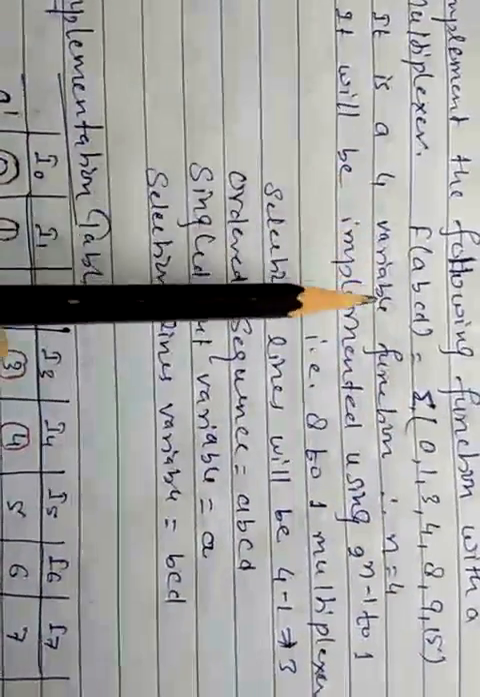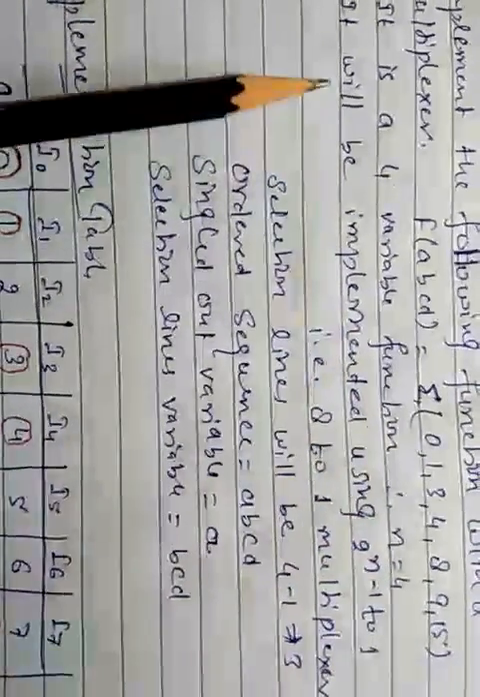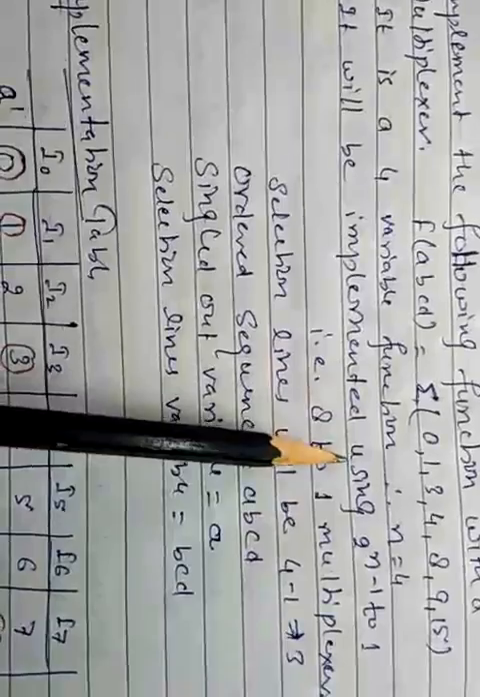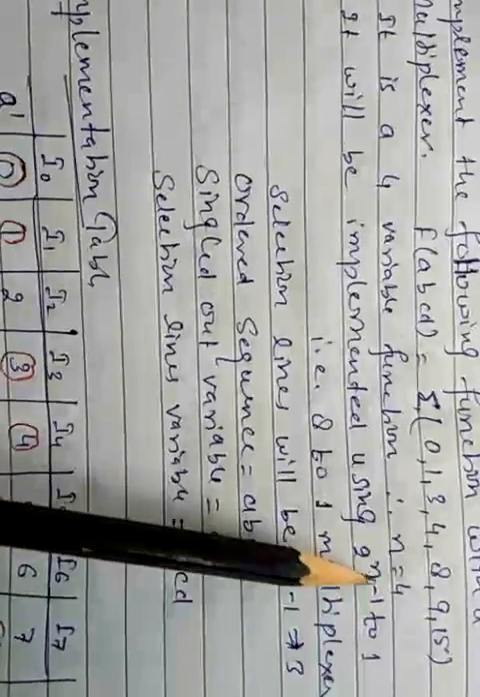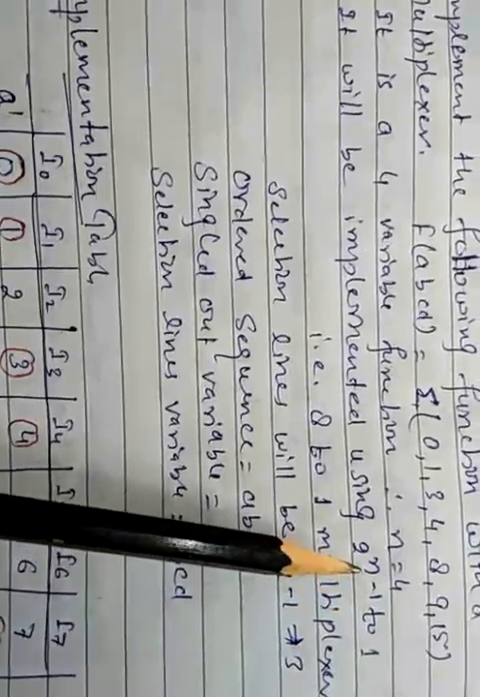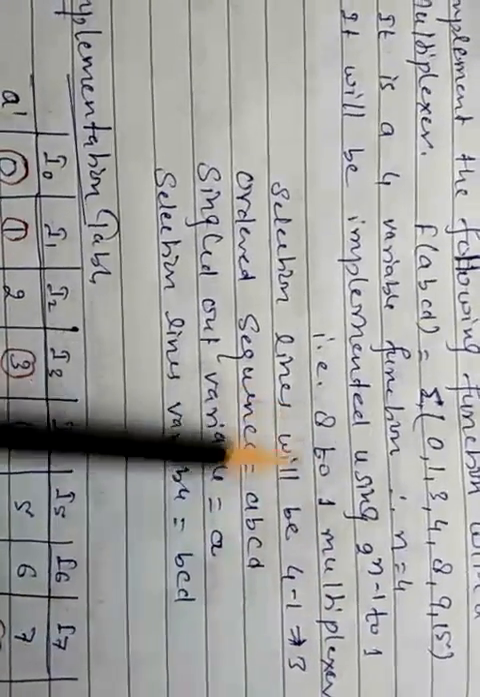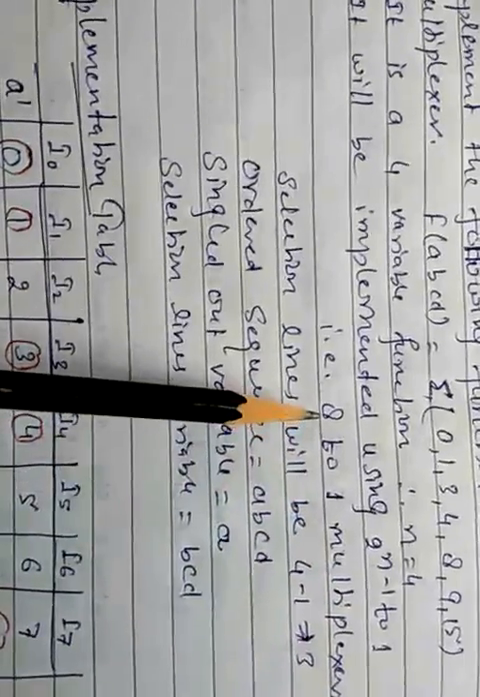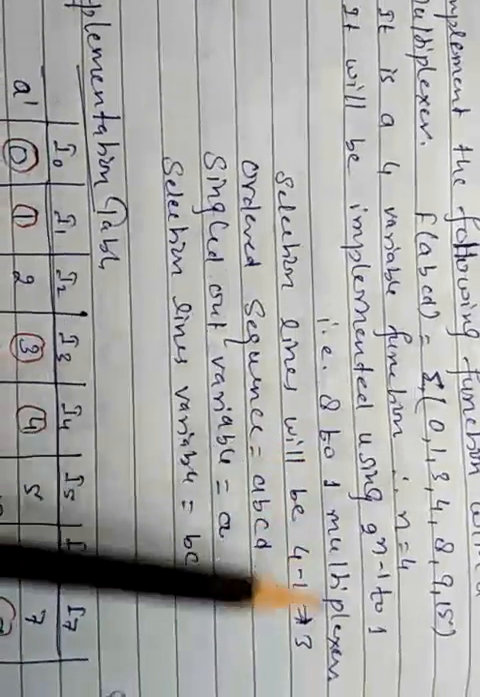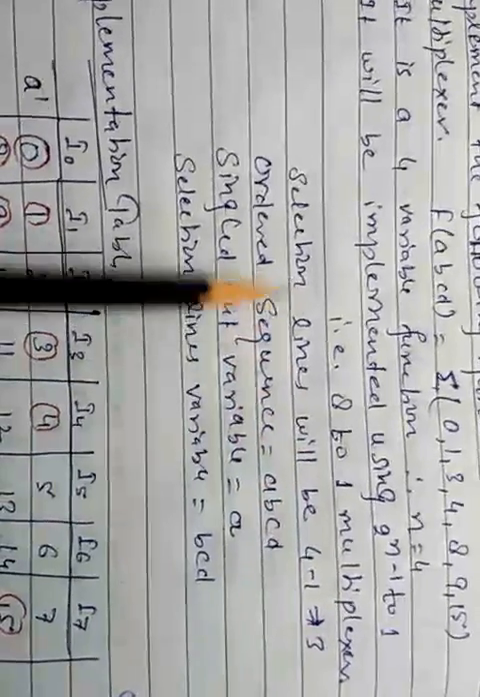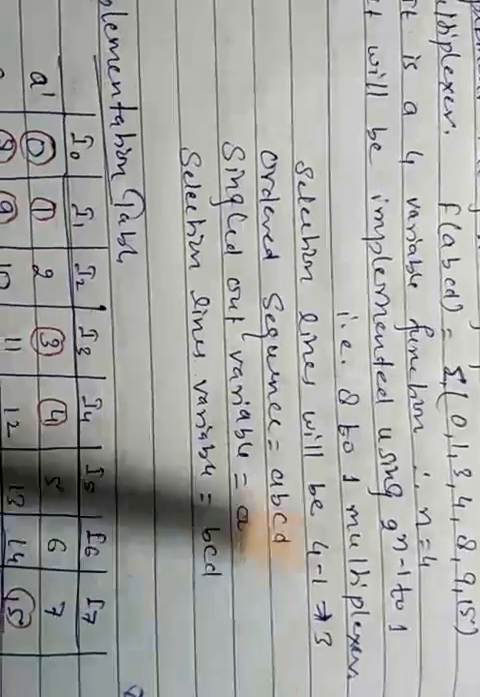So here it is a 4 variable function, so the value of n will be 4, and it will be implemented using 2 to the power of n minus 1. So the value of n is 4, so n minus 1 will be 3, so here 8 will become, and the last is a 1. So this function will be implemented with the help of an 8 to 1 multiplexer. So the selection lines will be 3, that is n minus 1.